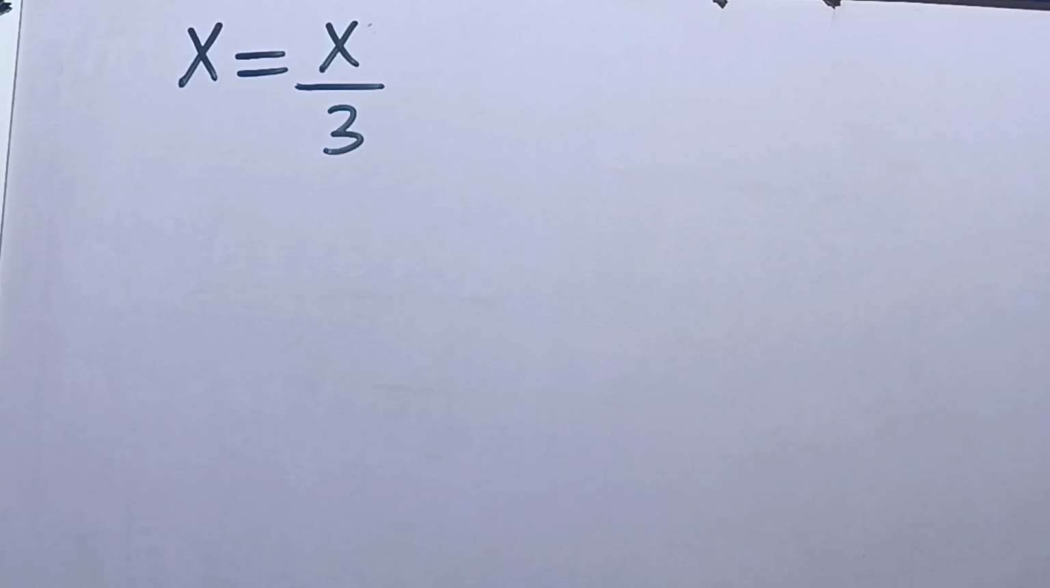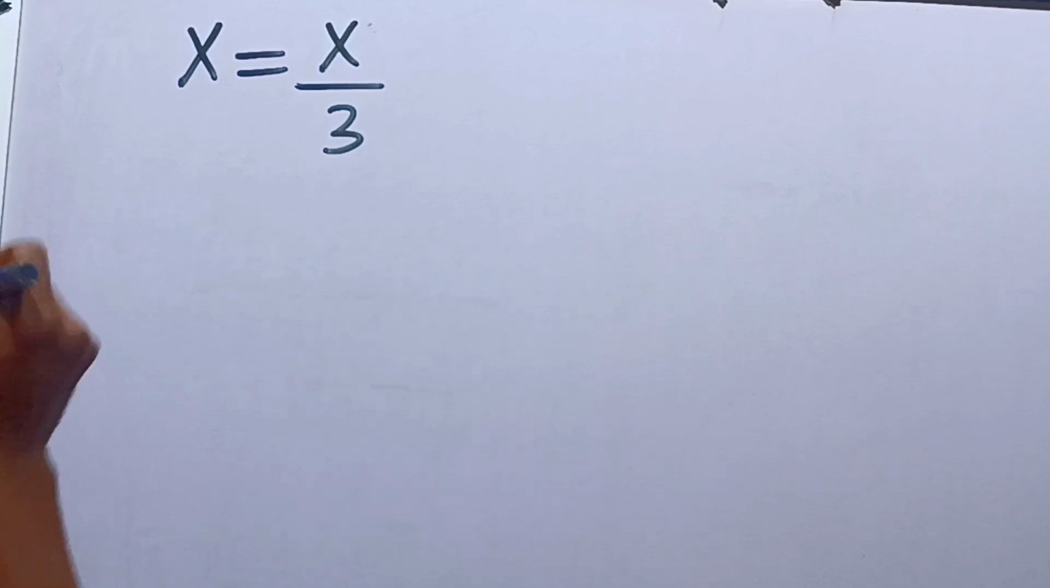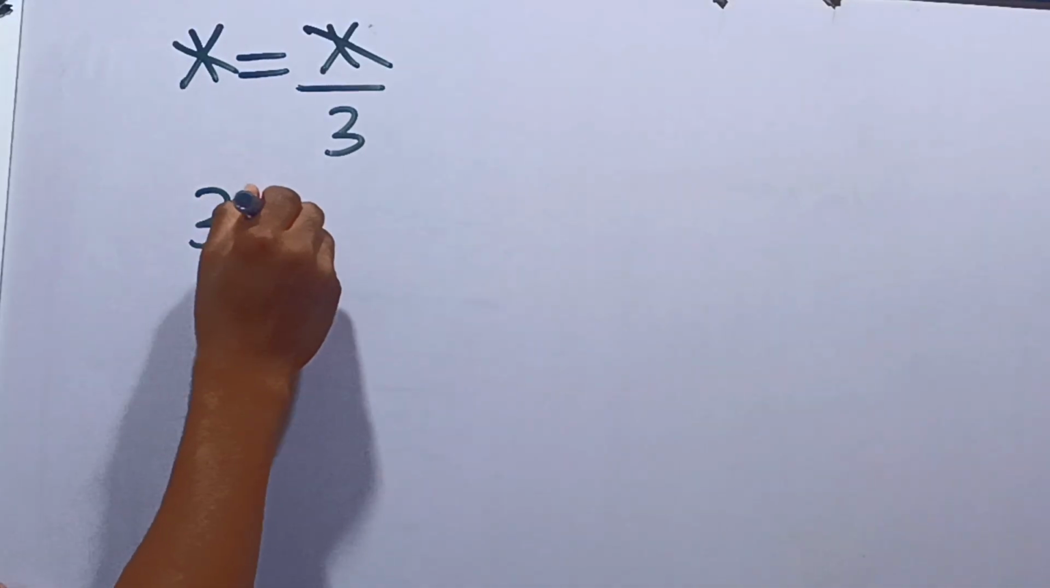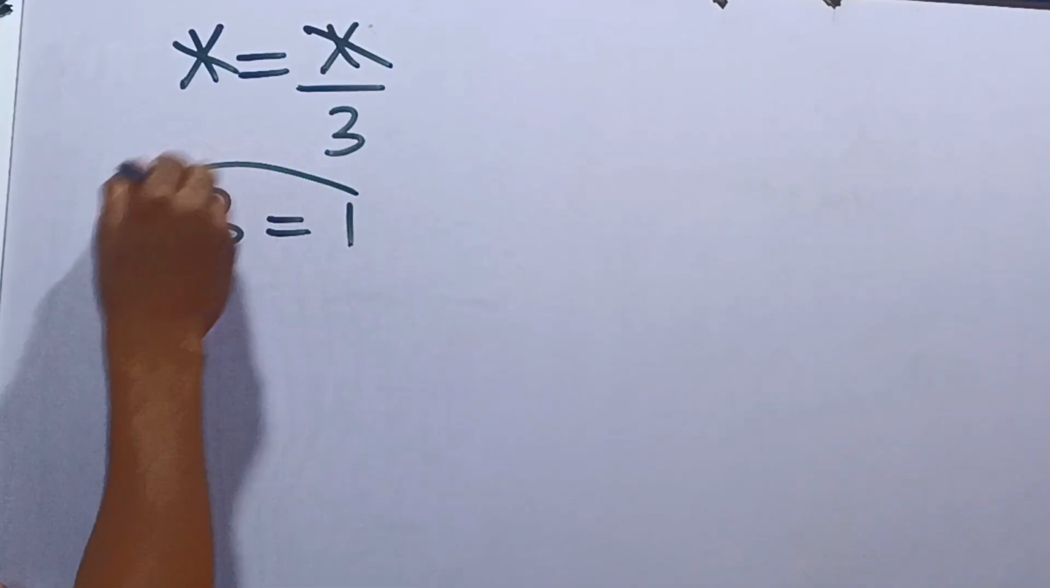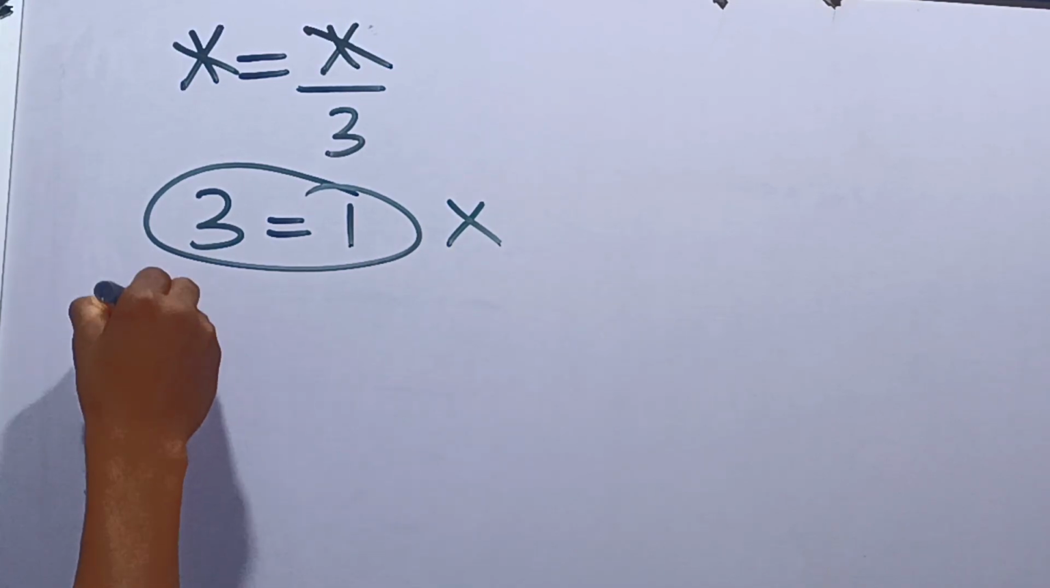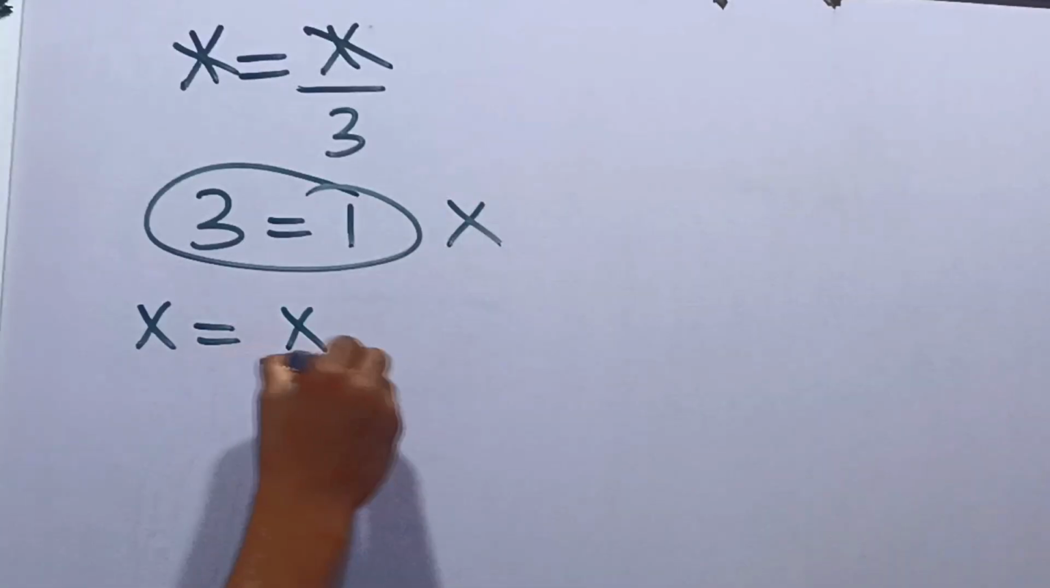Let's solve this together. We have x is equal to x over 3, okay? How are we going to solve this? Looking at this question, the first thing a lot of people will do is strike out x on both sides. So they have that 3 times 1 is equal to 1, and this is wrong, alright? So in order to solve this, we have x is equal to x over 3.